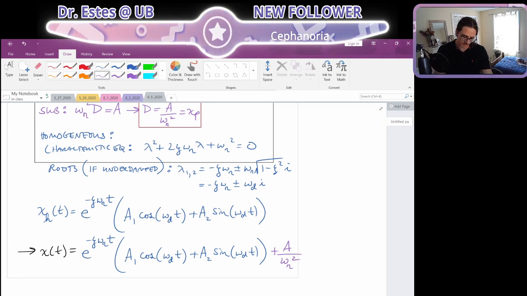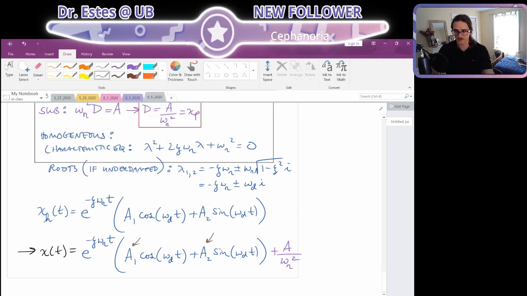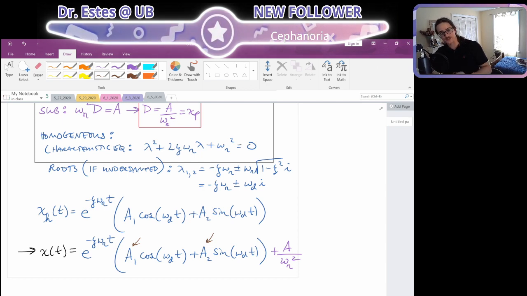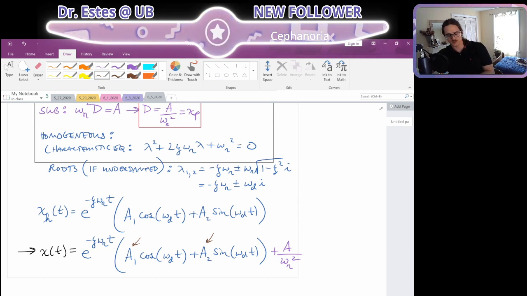And all that's left is to solve for A1 and A2 using the initial conditions of the problem. The initial conditions for this were that x is 0 at time equals 0, and also x dot, the time derivative of x, is 0. That's like the standard initial conditions for what we call the step response.